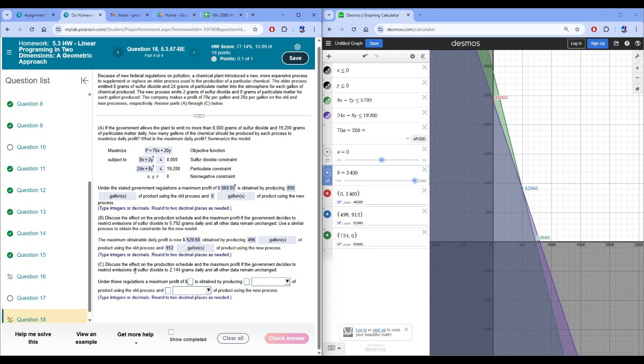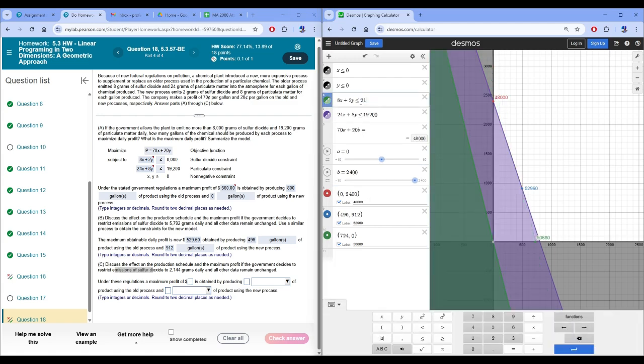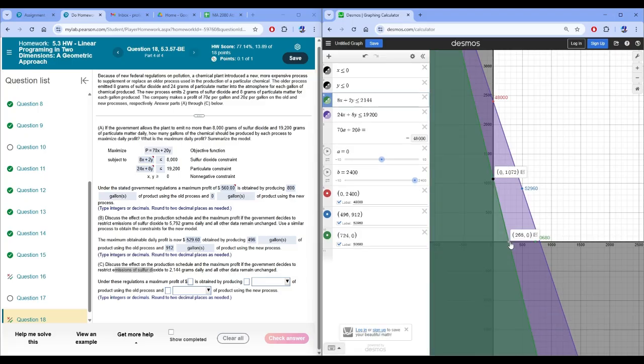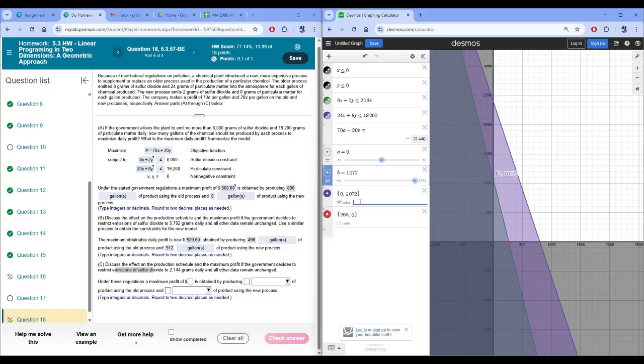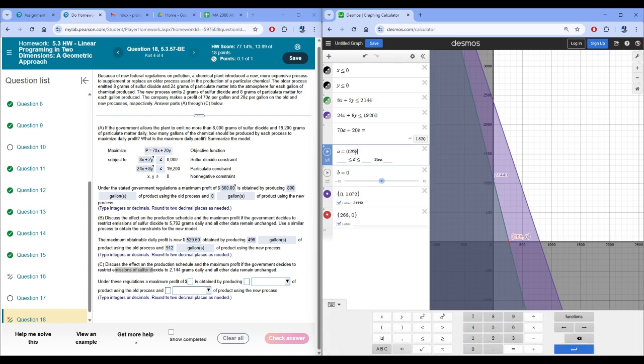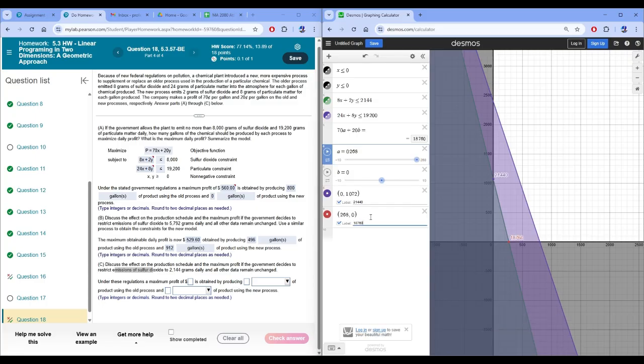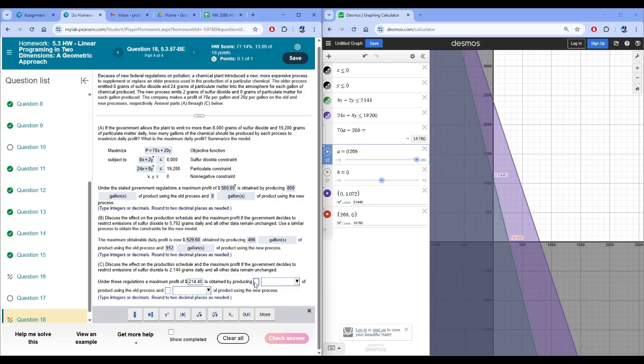Cool. All right, and now what if they wanted to restrict it all the way down to 2144? So this would go down to 2144. Now we would obviously have those two, so let's get rid of those points. It'd be this point and this point. 0, 1072 gives me a profit of 21440. I'll also check this one, 268, which gives a profit of 18760. So my maximum profit would be $214.40 by producing 0 gallons of the old one and 1072 gallons of the new process.